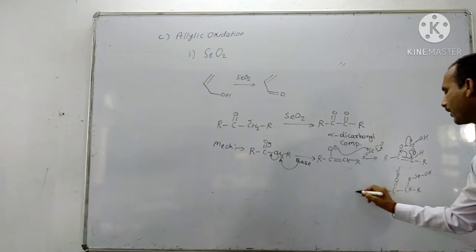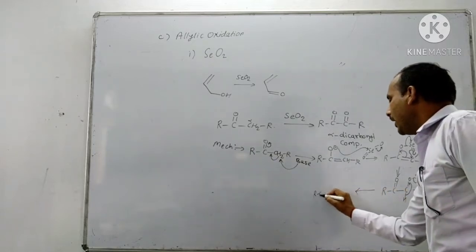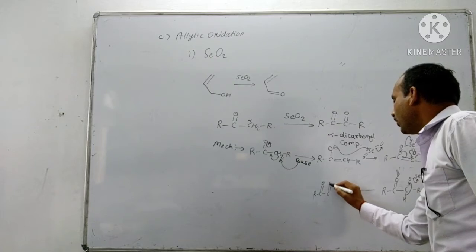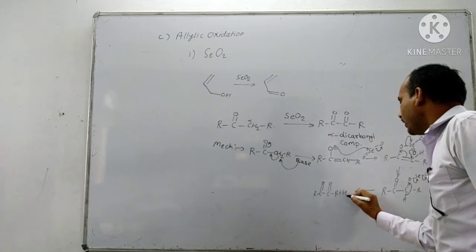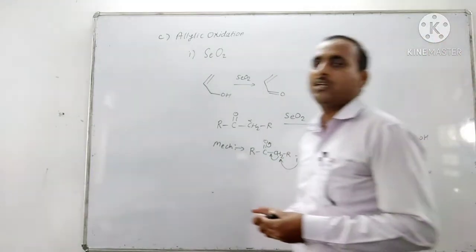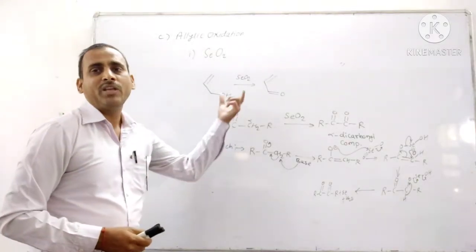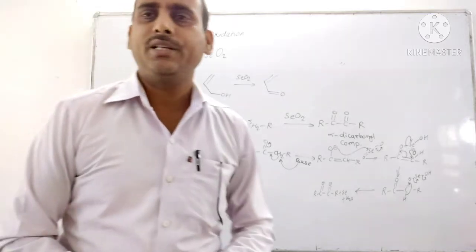Now again this SeOH, we can write this, then the hydrogen shifts, the bond breaks, and minus OH takes the proton and becomes H2O. So there is formation of R C double bond O, C double bond O, R, plus Se plus a water molecule. So an alpha dicarbonyl compound is formed from the carbonyl compound in the presence of selenium dioxide.